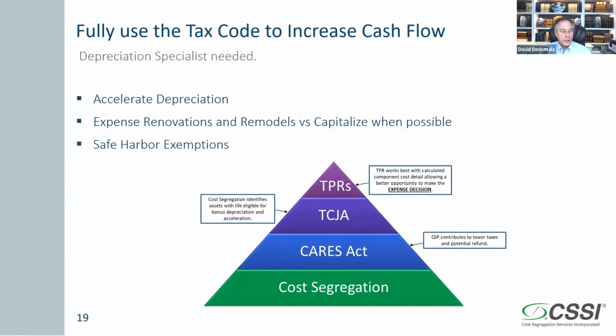You don't need to know all these codes. That's my job. But you do need to see that cost segregation is the tax code where all of these other regulations sit firmly on that. They stack on top of cost segregation. Without doing a cost segregation study, you might not be able to fully take advantage of these other deductions.